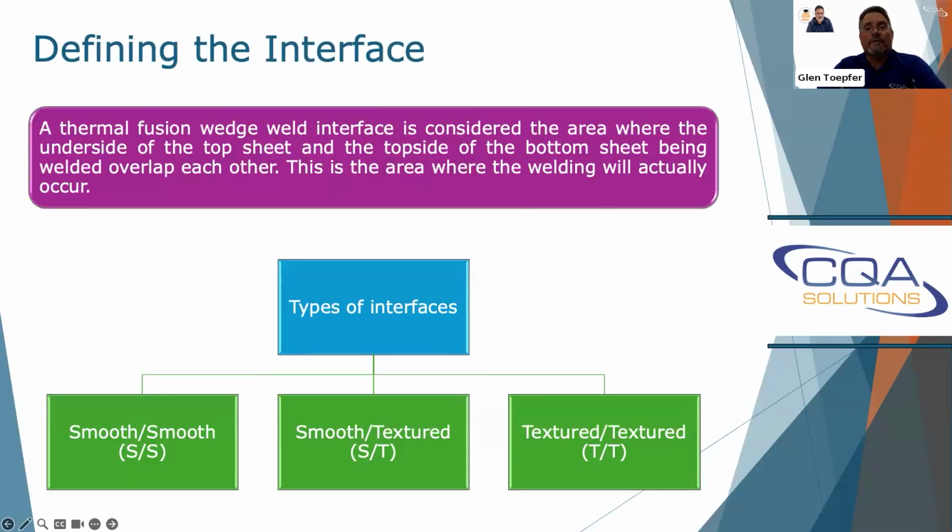So defining the interface, there's multiple types of interfaces. We typically describe it in our nomenclature as the top sheet over the bottom sheet, with a slash there: smooth slash smooth, smooth slash textured for smooth textured, and textured with a T/T.